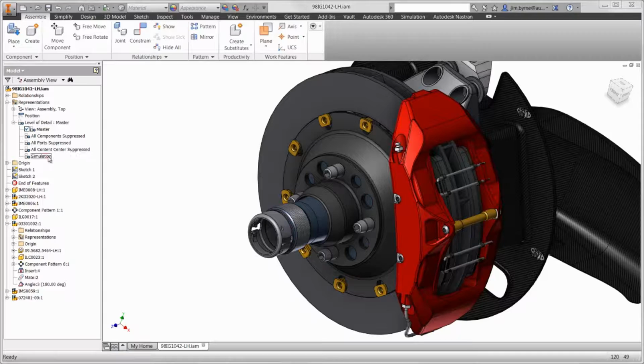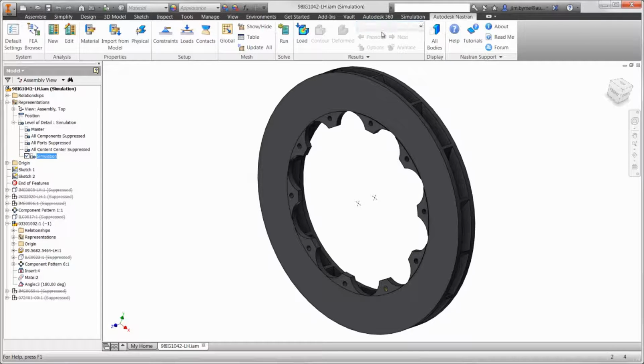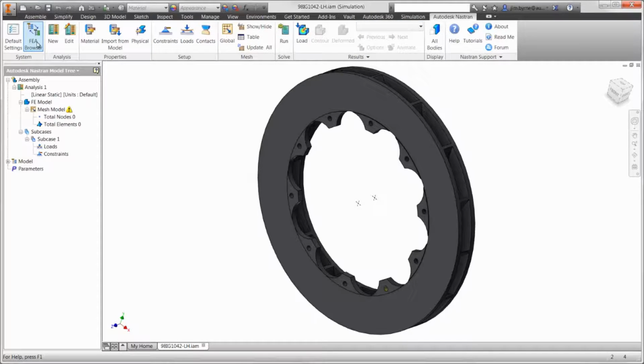Autodesk Nastran is fully integrated in the Autodesk Inventor application. You will see the Nastran tab in the ribbon, as well as the FEA browser for easily setting up the study in the CAD environment.